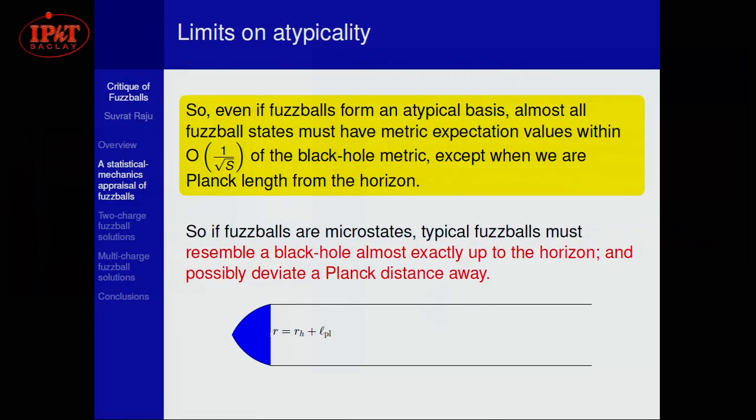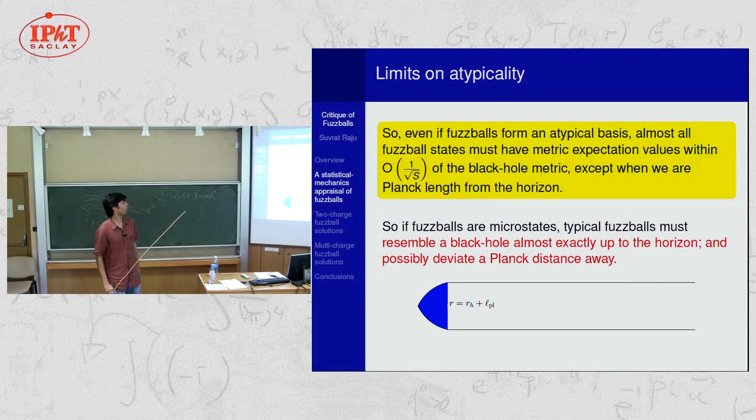So the statement is, even if fuzzballs form an atypical basis, almost all fuzzball states must have metric expectation values that are within order 1 by square root S of the black hole metric. Let me modify the last line in light of the discussion we had. Except when we are Planck length away from the horizon, this can be modified to: except when the black hole stops giving a good description of average physics. And Yusuf, you have to tell me when the black hole stops giving an average description of black hole physics. I was assuming that the black hole stops giving you a good description of average physics once you're within Planck length. But everywhere I have this figure, you should change this to whenever.